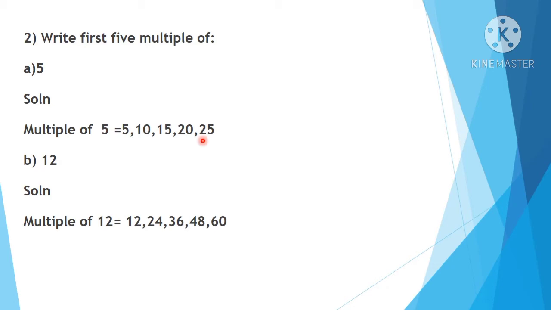So write the first 5 multiples of 12. So 1 12 is 12, 2 12s are 24, 3 12s are 36, 4 12s are 48, 5 12s are 60. They are asking only write the first 5 multiples. If the question is write first 10 multiples, then you want to write first 10 multiples of 5. Okay children, let's see the next problem.